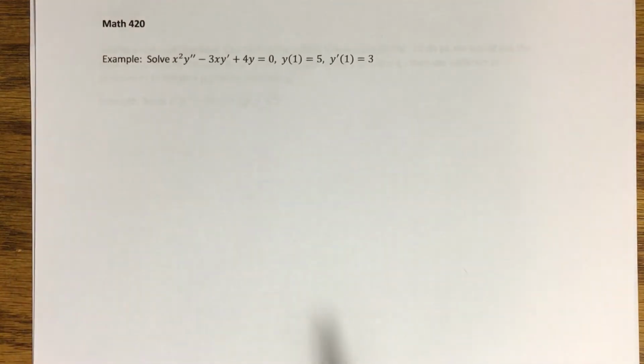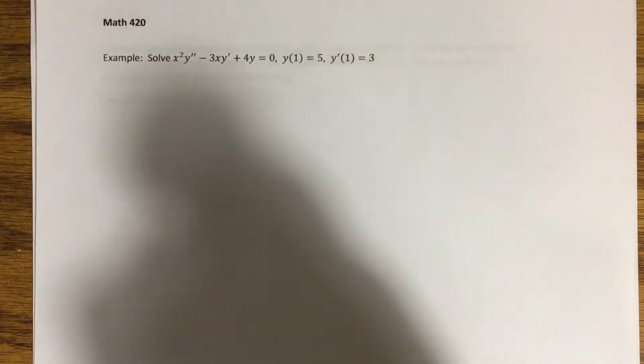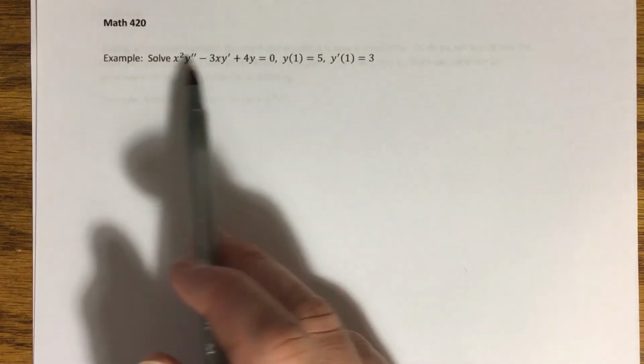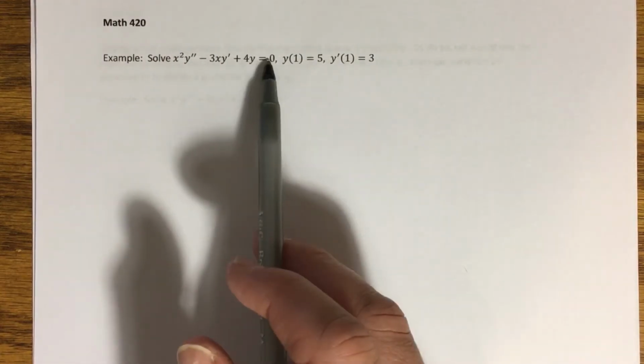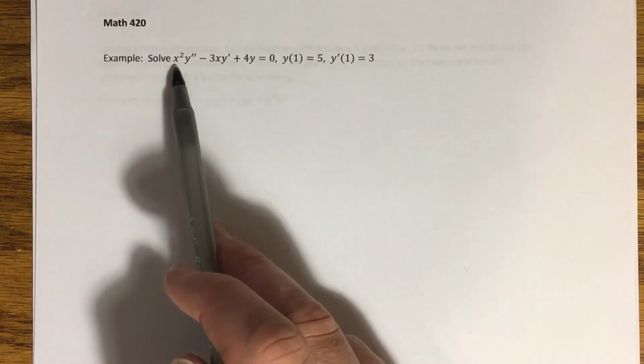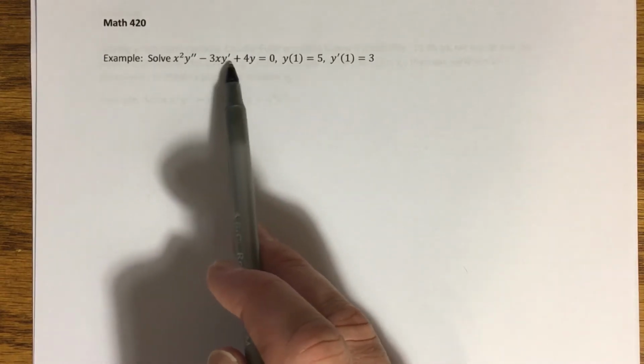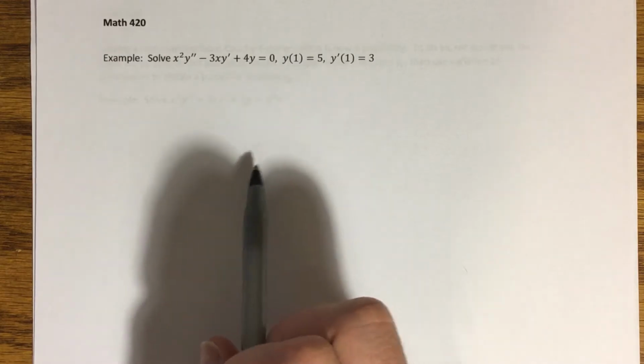All right, let's try another one. This one's an IVP, so we have some initial conditions to check. But again, before you do anything, you need to make sure you're looking at a Cauchy-Euler equation. Is that what we have? Yes, I can see the power on my x's matching the derivatives. We're in good shape, okay?